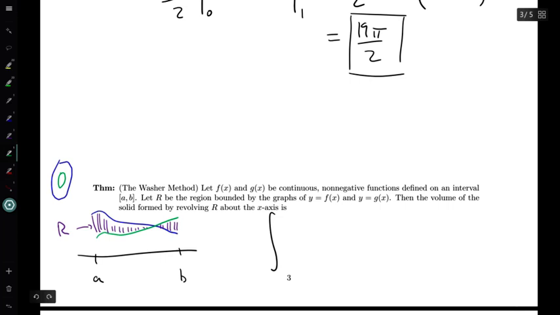On the other hand, sometimes I have a green outer radius and a blue inner radius, which means I want to be looking at pi g of x squared, the area of the green circle, minus pi f of x squared, which is the area of the inner circle. So in order to account for the fact that I always want pi times the larger function squared minus pi times the smaller function squared, I want to integrate from a to b the absolute value of the difference of the two. This is the way that I guarantee that I'm taking the larger minus the smaller.